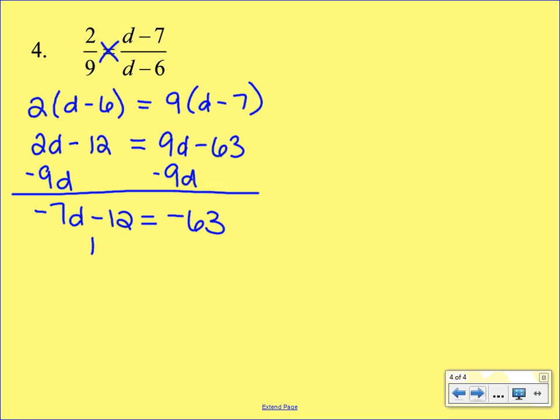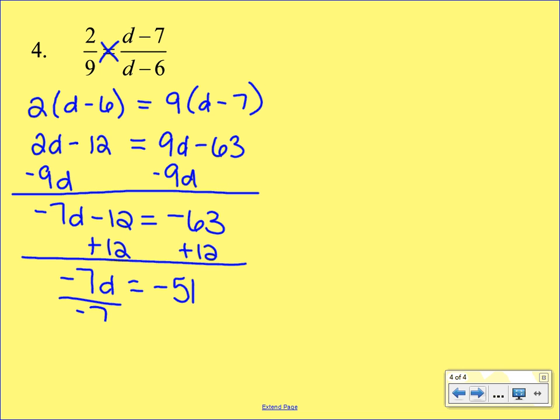Next, we're going to add 12 to both sides. So negative 7d is equal to negative 51. Divide both sides by negative 7. And again, for this one, we're going to have to do a little bit of rounding. So if you round correctly, you would end up with 7.29 for your final answer.